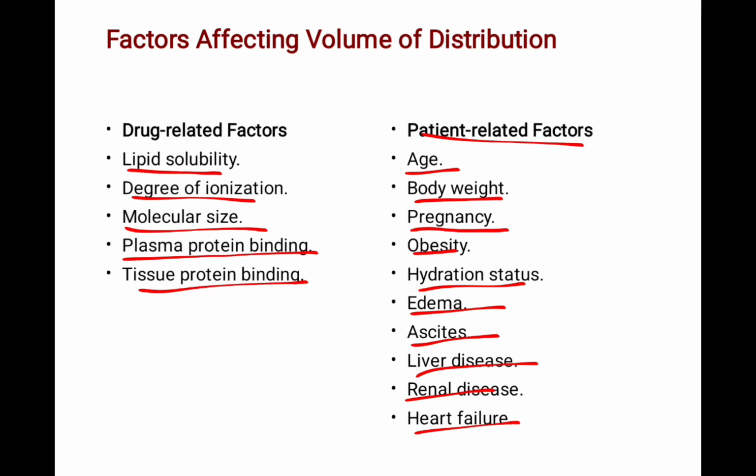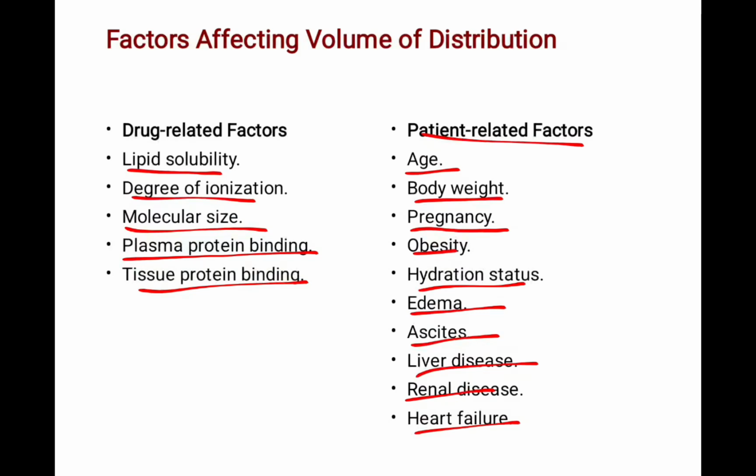In edema, there is fluid in the extravascular space, so there's also increased volume of distribution. Same with ascites, as well as in liver disease. In liver disease, there's a decrease in the production of plasma proteins like albumin, which help in transport of drug. So when there's a decrease in the level of plasma proteins like albumin, there's decreased plasma protein binding.